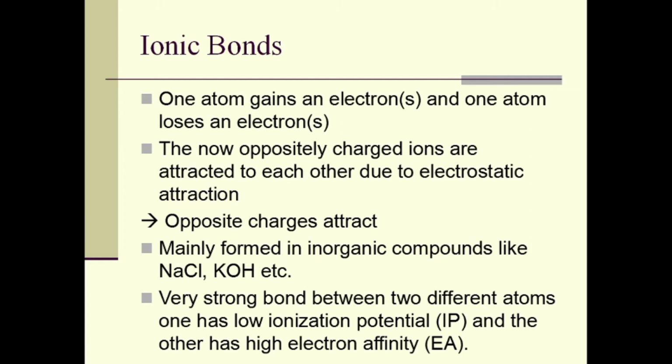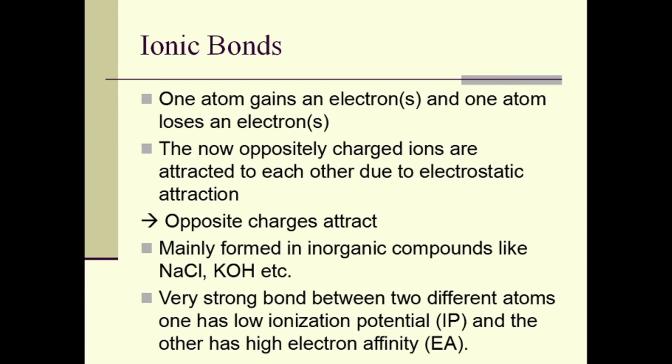Ionization potential means the energy required to remove an electron from the atom to make it a cation, or a positive ion, right? If the energy required to remove an electron from the atom is low, then it can easily become a positively charged ion or cation, right? Similarly, the other atom, that means the anion, has high electron affinity.